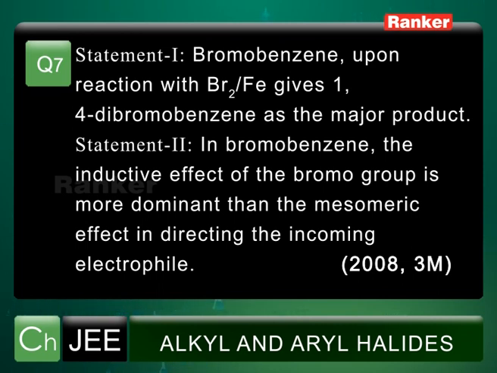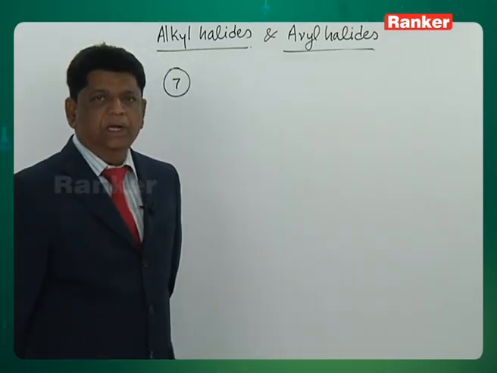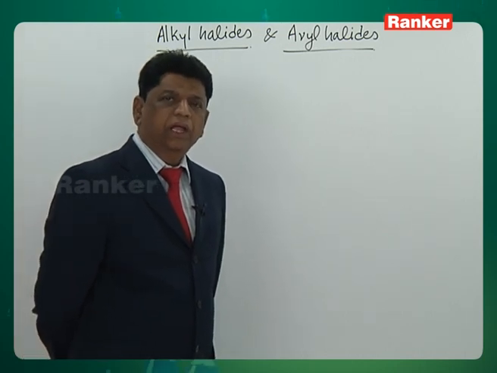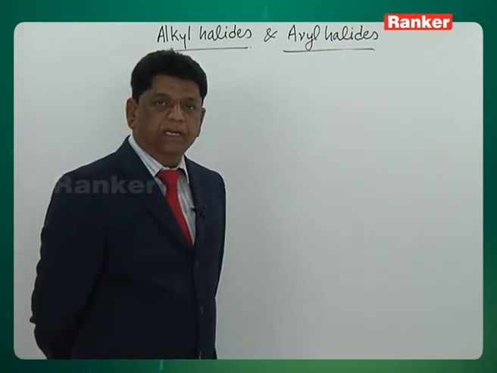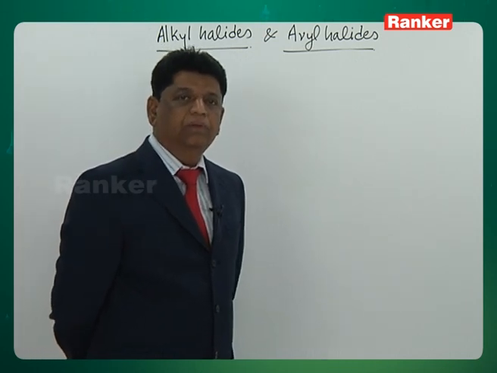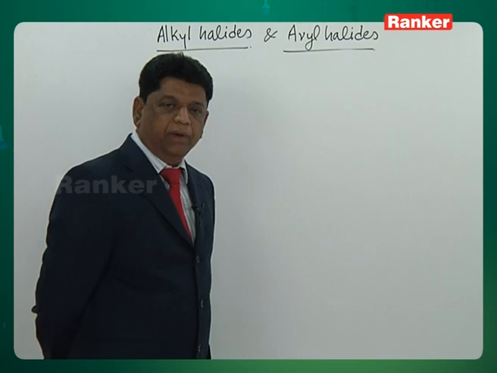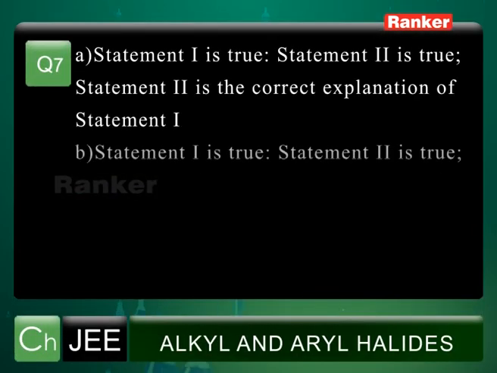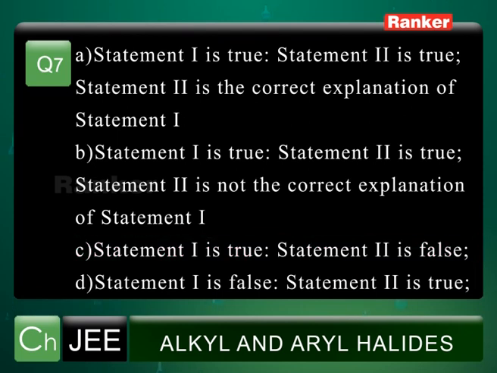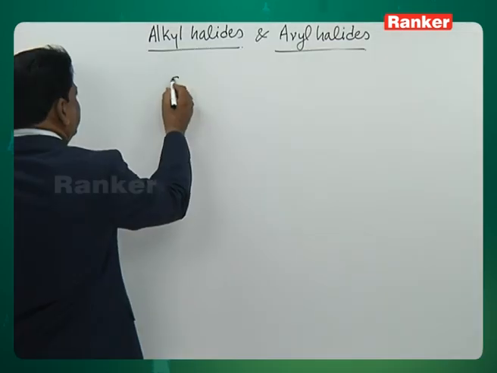Statement 2 says in bromobenzene the inductive effect of the bromine group is more dominant than the mesomeric effect in directing the incoming electrophile. Actually, the bromine shows a minus I effect dominating over the plus M effect only in terms of the activating property, but not in the directing property. Directing property is based only on the mesomeric effect, which shows ortho para. So bromine cannot show a meta directing property. Therefore statement 1 is true and statement 2 is wrong. So the answer goes to C. Let's go for question number 8.